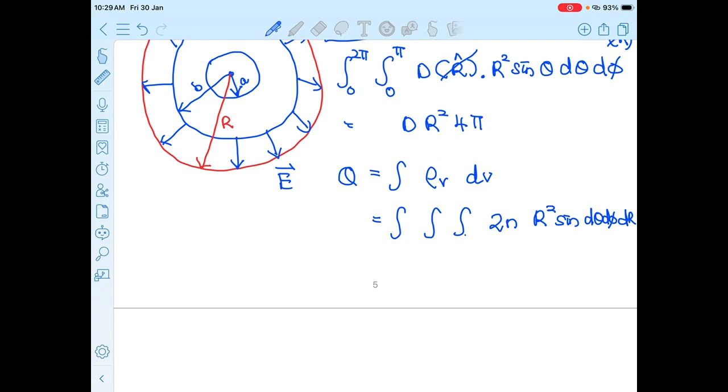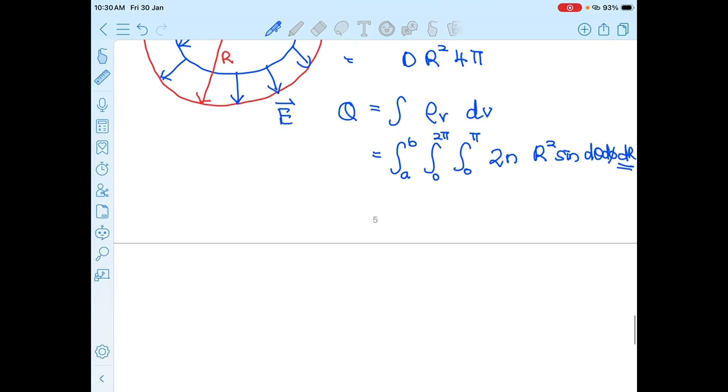For theta, it goes from 0 to pi, and for phi, 0 to 2 pi. For r, it depends on the shape of your spherical shell, so you will go from A to B. Now you can expand this one.